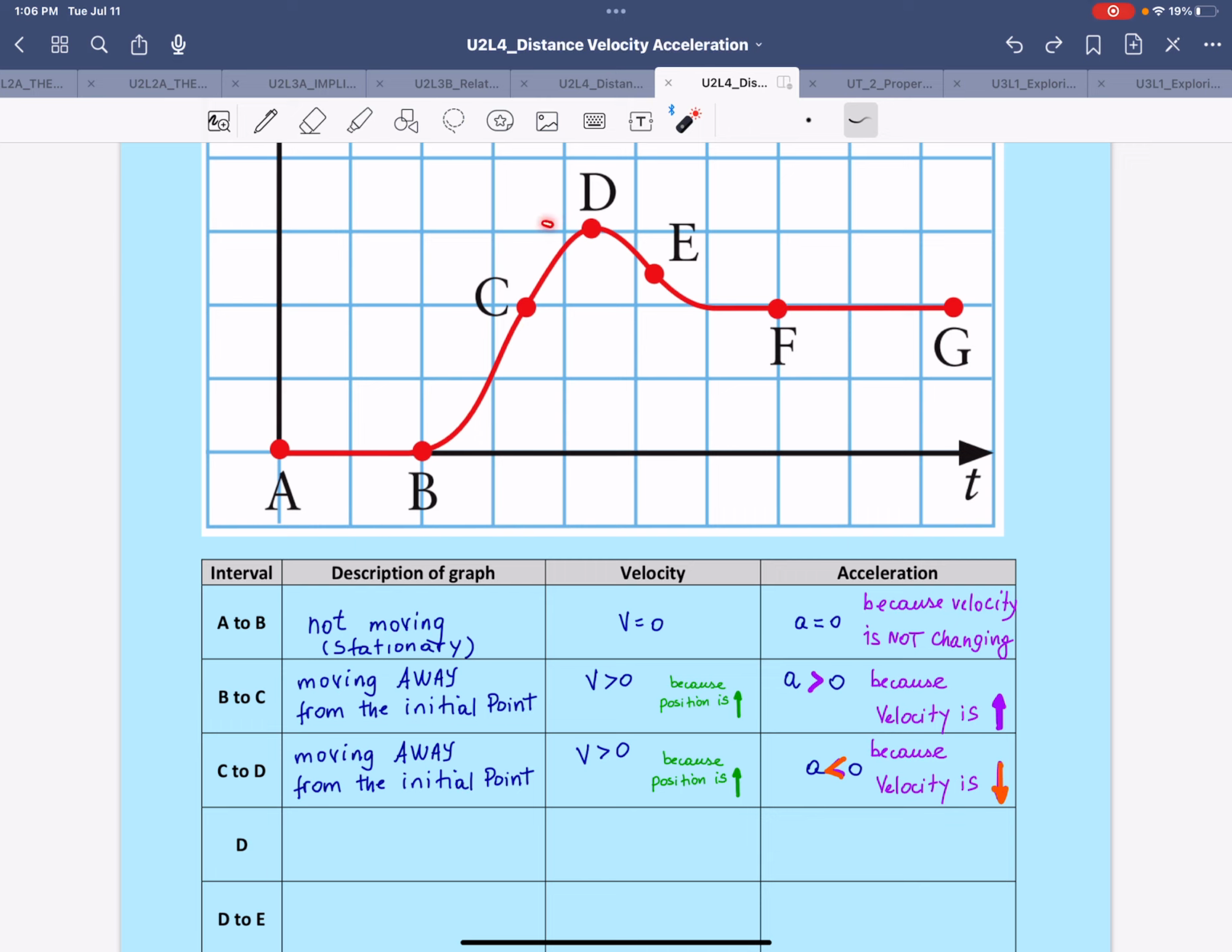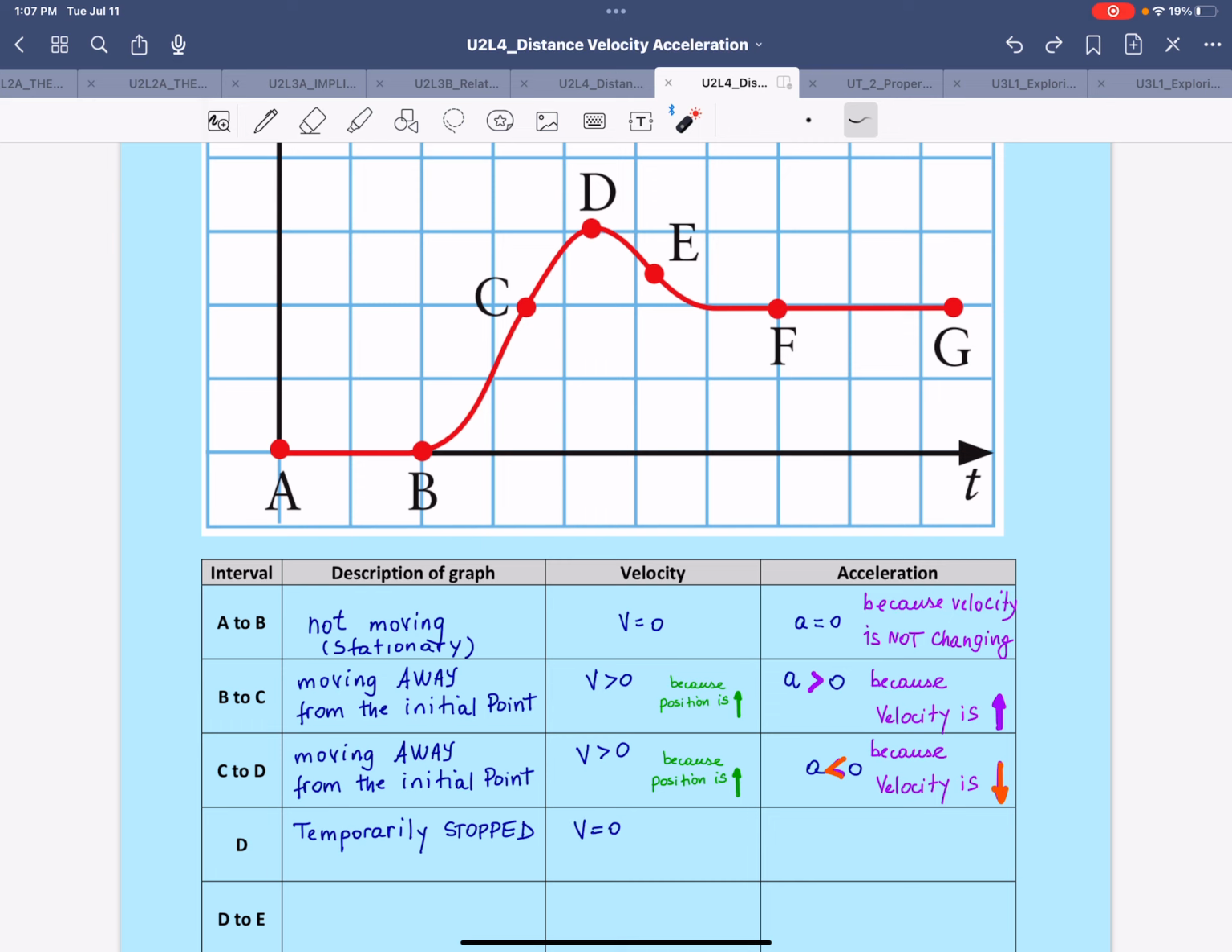Now, exactly at point D, you see that the velocity will be equal to 0. So that means that the object is not moving, but because this is part of a continuous motion, it's not an interval, it's just a point, then we're going to say that the object has temporarily stopped for a fraction of a second. And at that very moment, velocity will be equal to 0.